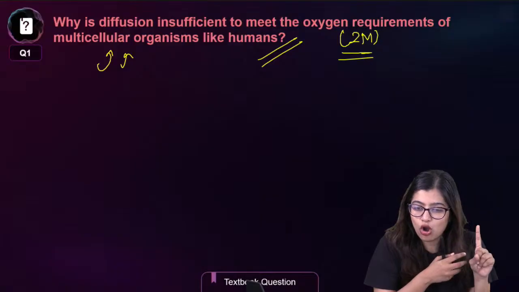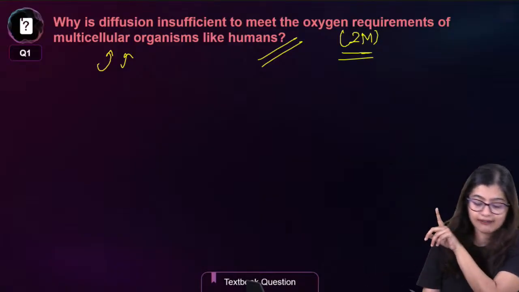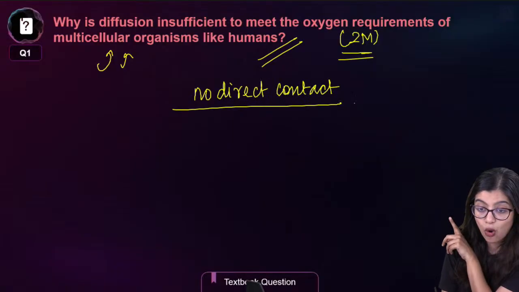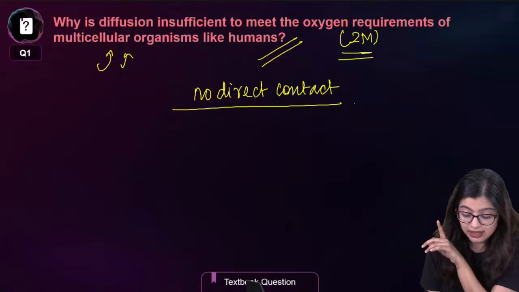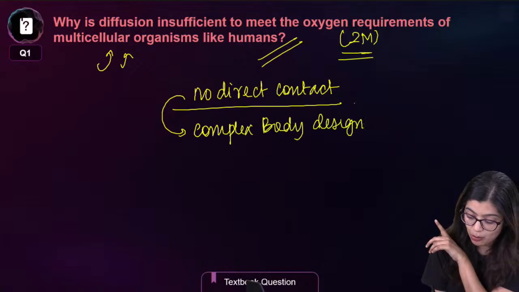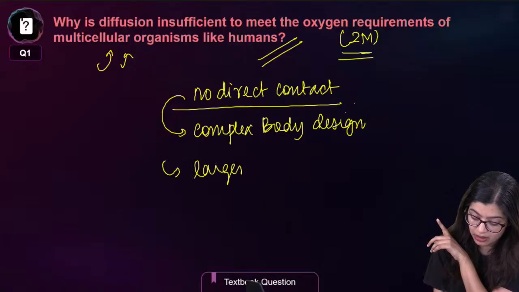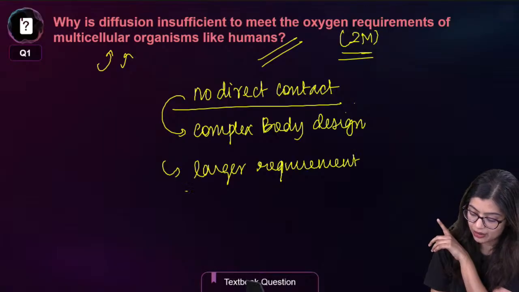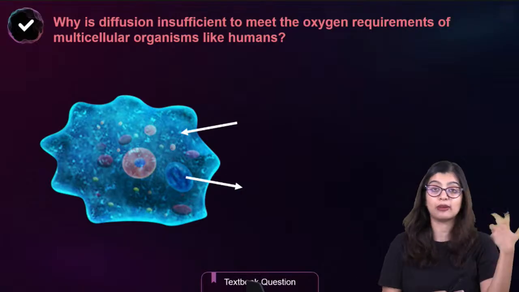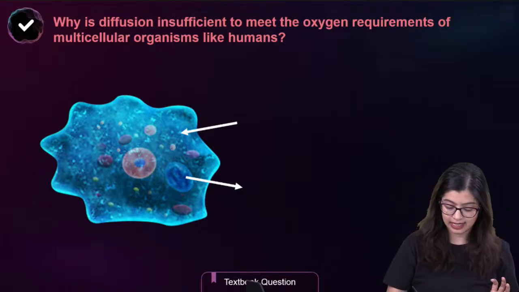Because no contact of cell. Very good. The keyword here should be no direct contact. We know that there is no direct contact of all the cells. And in such cases, we know that in multicellular organisms, there is a complex body design. And when there are more number of cells, there is a larger requirement of oxygen. So we see that there is a larger requirement of oxygen, unlike in the case of unicellular organisms, which are able to do this through the entire cell surface.